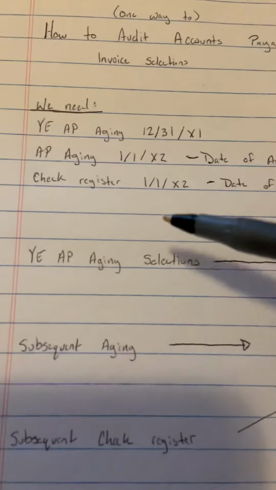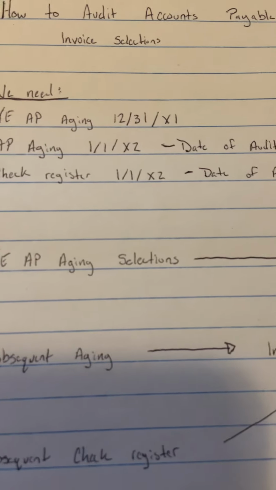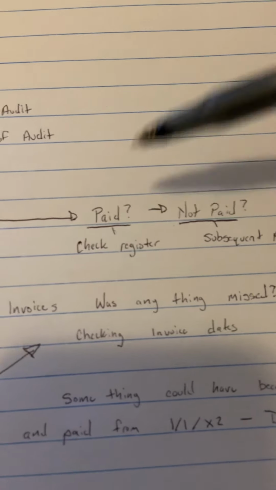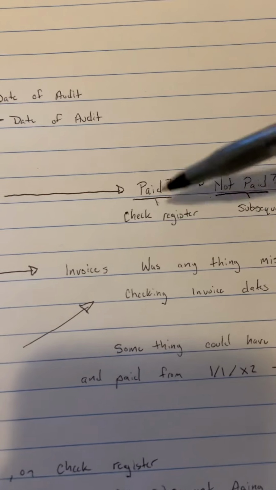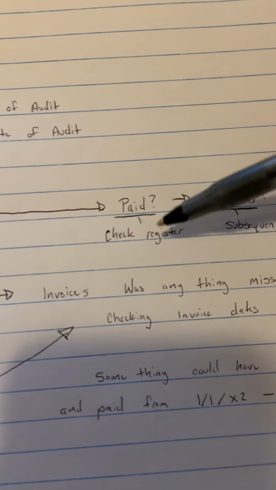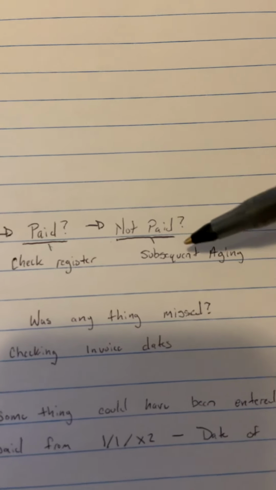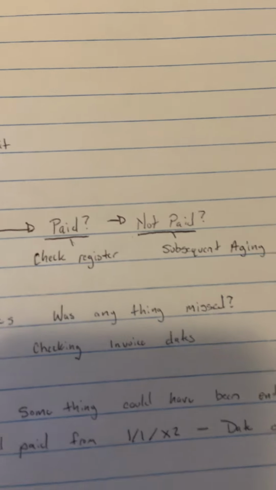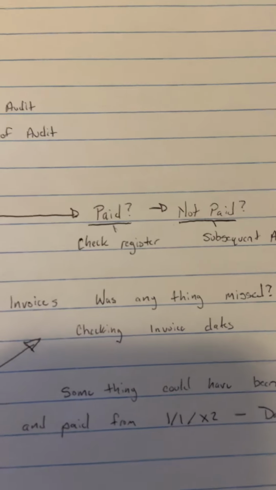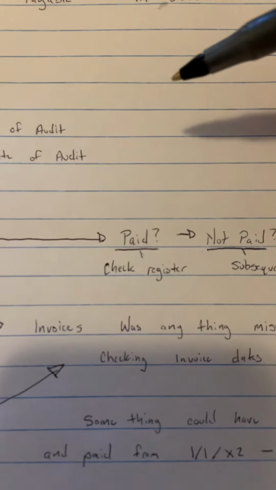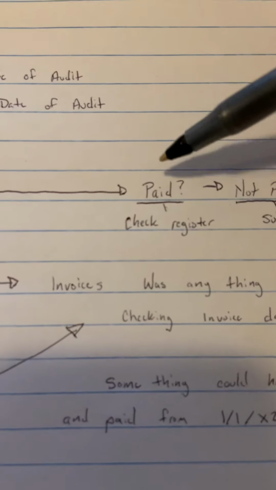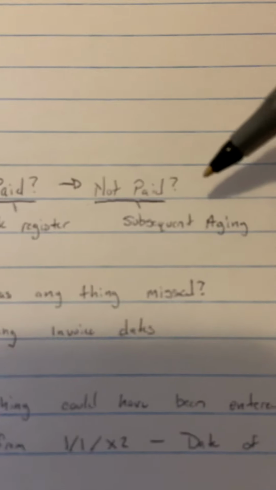What we're testing here with the year-end AP selections is we're saying, hey, was this paid or was it not paid? If it was paid, well, then we should see it on the subsequent check register. If it was not paid, we should see it on the subsequent aging. Now, these are items that are over a materiality threshold. You're not auditing every single item. So if the materiality threshold is 20,000, you're only looking at invoices over 20,000 or equal to 20,000. If it's paid, you should see that on the check register. If it's not paid, you should see it on the subsequent aging.